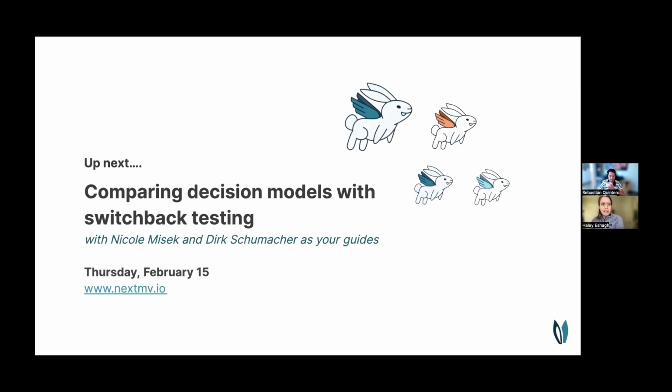And then finally, Sebas ended the presentation showing you a shadow test. We recently released another form of online or production testing called switchback testing. So it's kind of like A/B testing for decision models, but it accounts for network effects and all that goodness. It's going to be presented by Nicole and Dirk, two of our engineer team members who are fantastic. That presentation will be on Thursday, February 15th. We hope that we'll see you there.